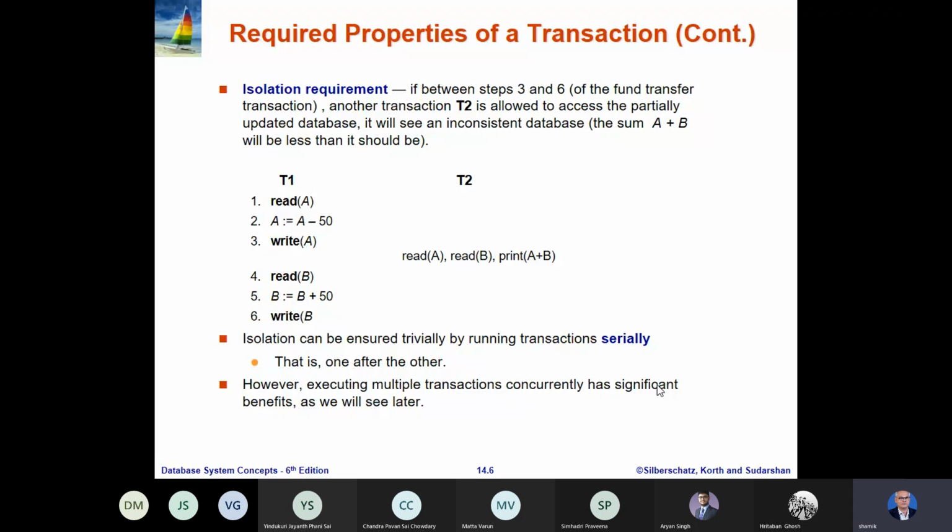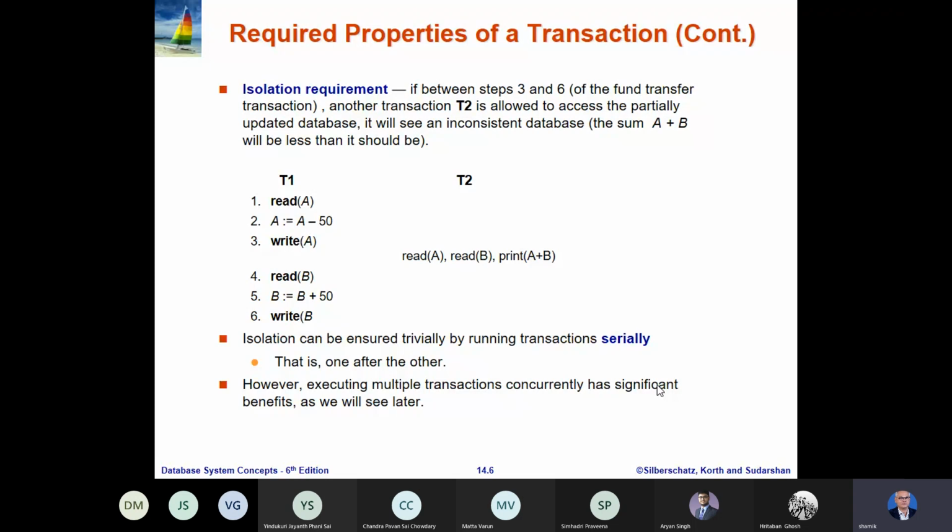But if T2 had printed before the first instruction of T1, it would print 3000, 2000 plus 1000. And if T2 read A and B after the sixth instruction of T1, it would get 950 plus 2050, which is also 3000. So it would be printed correctly.